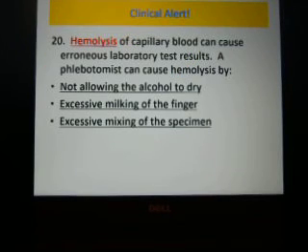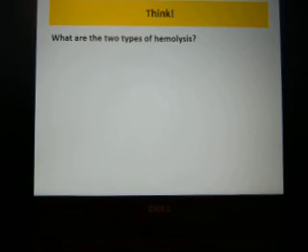Now, we want to worry about hemolysis on capillary blood, because that can cause some erroneous lab results, and we don't want that. So a phlebotomist can cause hemolysis by these things. We've got to let that alcohol dry. We don't want to milk that finger excessively. And you don't want to mix that specimen vigorously. You want to invert it 20 times gently.